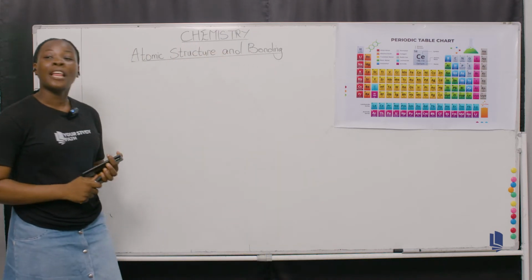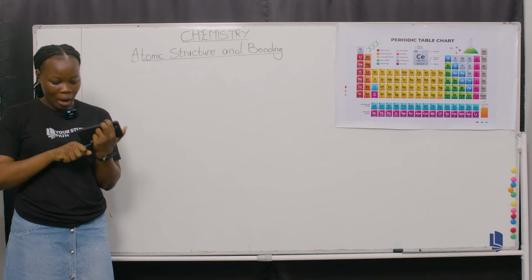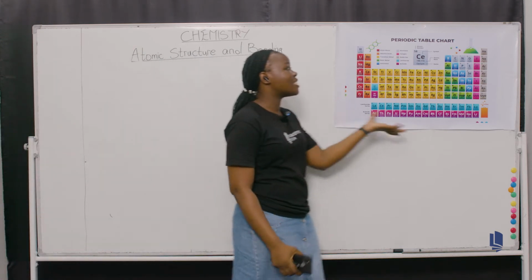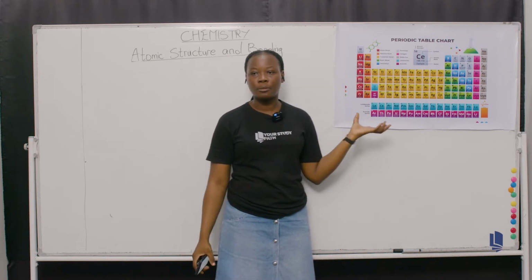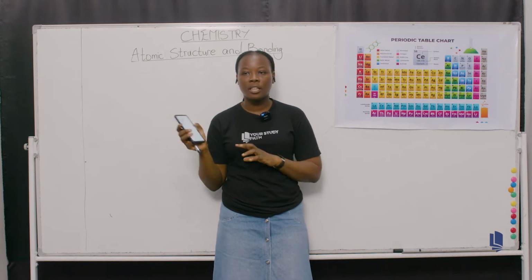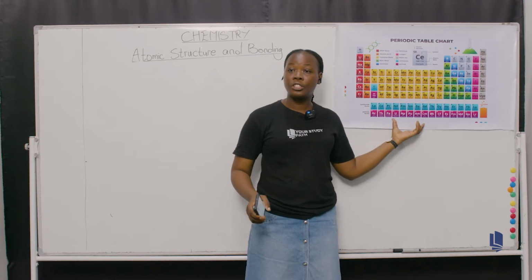Thank you. Now let's consider some atoms and the periodic table. This is the periodic table chart, and this is the modern periodic table. There used to be a periodic table before this. I will explain that as well. But this is the modern periodic table.